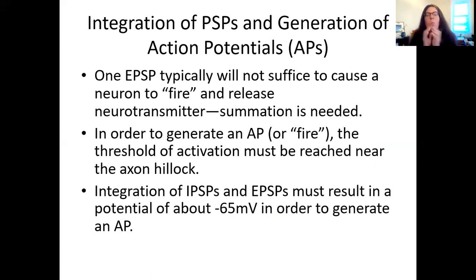One excitatory postsynaptic potential typically will not cause a neuron to fire or to release the neurotransmitter. Summation is needed, or multiple signals that a cell is receiving. We're going to talk more about that next week, what summation is, and the different types of summation. In order for an action potential or a nerve impulse to generate, there's a threshold of activation that needs to be reached.